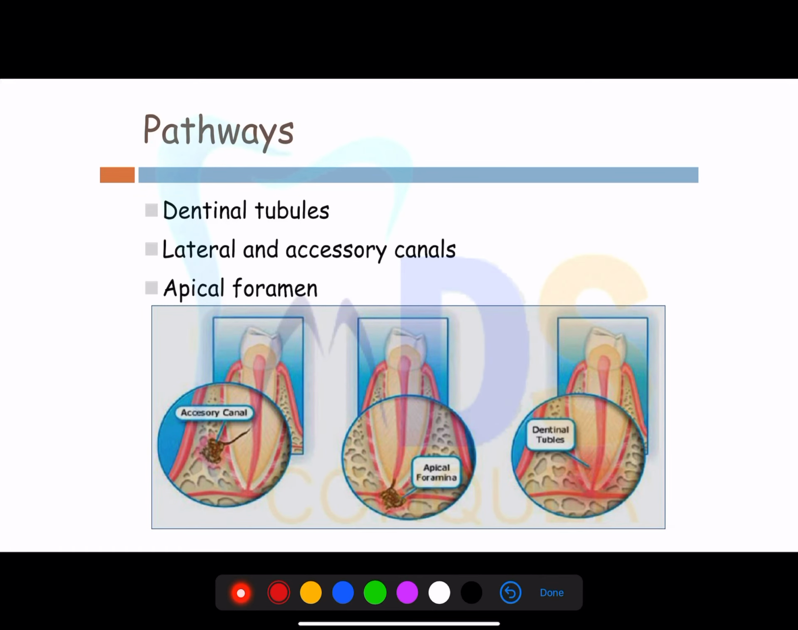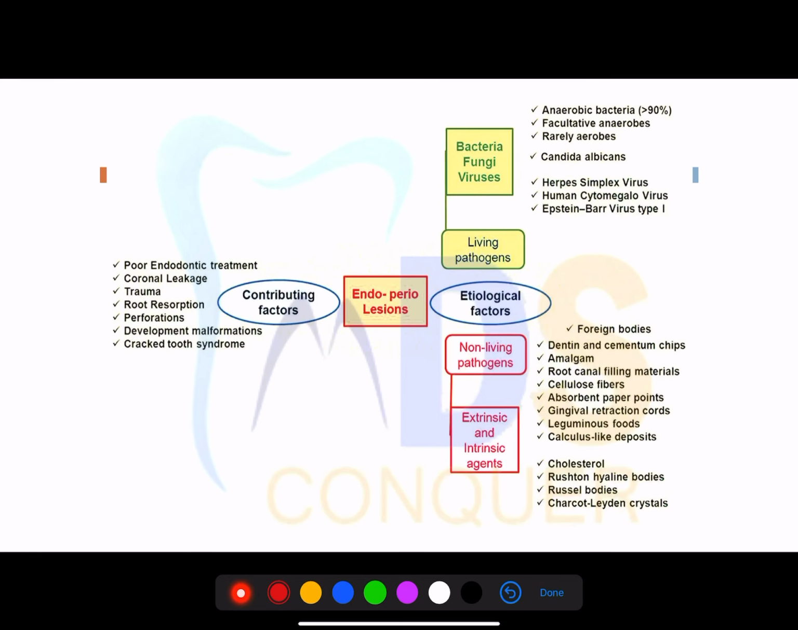So as already discussed, what are the communications between the pulp and the periapical? The pulp and periapical communications are either by the dentinal tubules, or by the lateral and accessory canals, or by the apical foramen. So these are the three communications which cause the pulpal infection to spread to the periapical and the periapical infection to spread to the pulpal areas. So now we'll learn some integrated way of handling this. There are some etiological factors for the causation of endoperio lesions, and similarly you have some contributing factors.